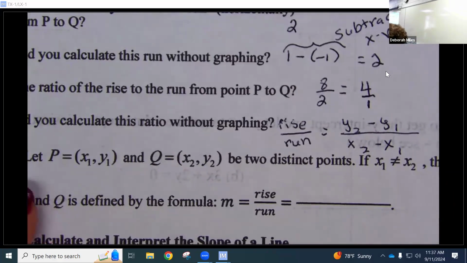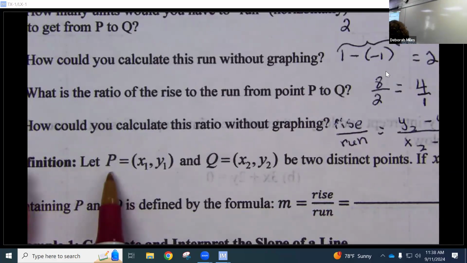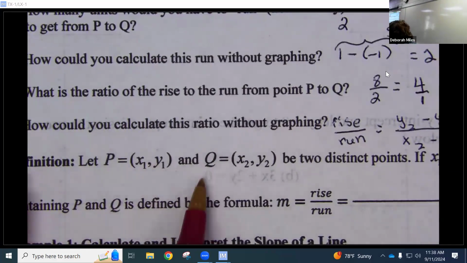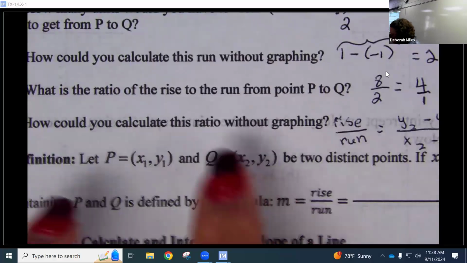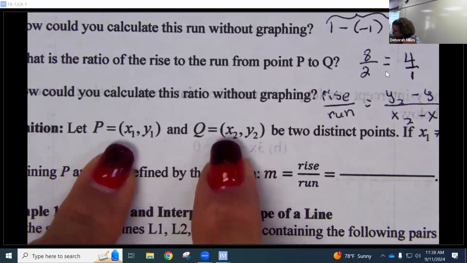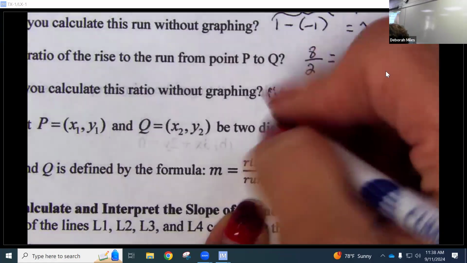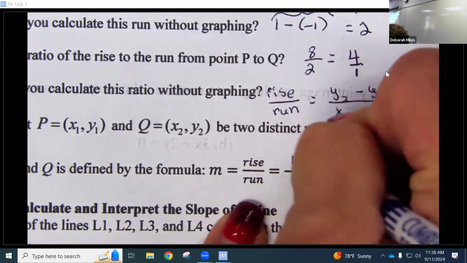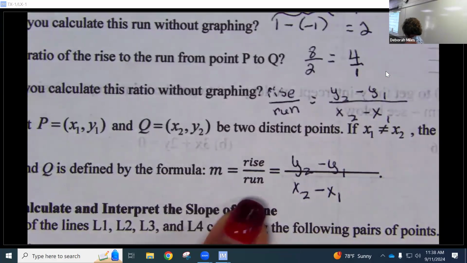Okay, so if P is some point x1, y1, and Q is some point x2, y2, as long as the x values are not the same, you can find the slope of the line between those 2 points using that formula we just came up with. The difference in the y's over the difference in the x's.